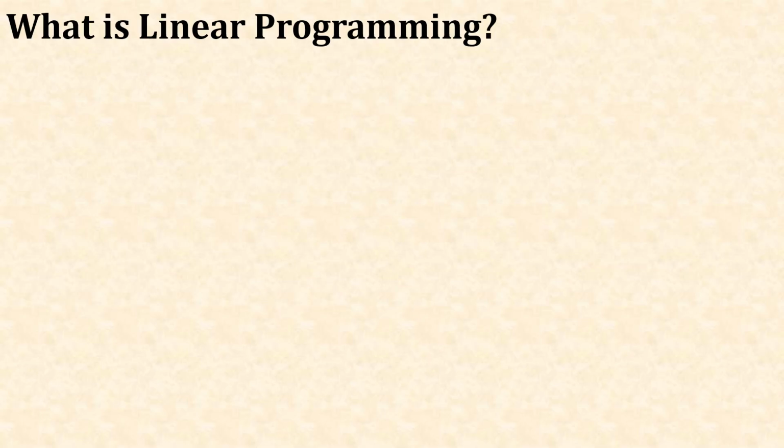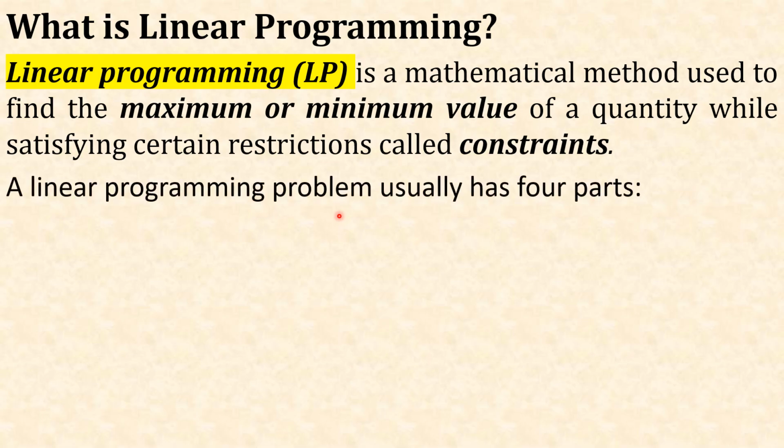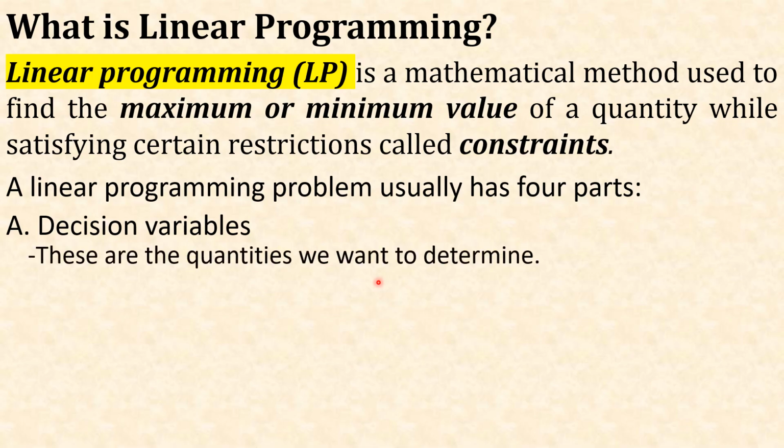Before we graph, let's review what linear programming is. Linear programming is a mathematical method used to find the maximum or minimum value of a quantity while satisfying certain restrictions called constraints. A linear programming problem usually has four parts. The first one is the decision variables. These are the quantities we want to determine. For example, let X represent the number of tables produced and Y represent the number of chairs produced.